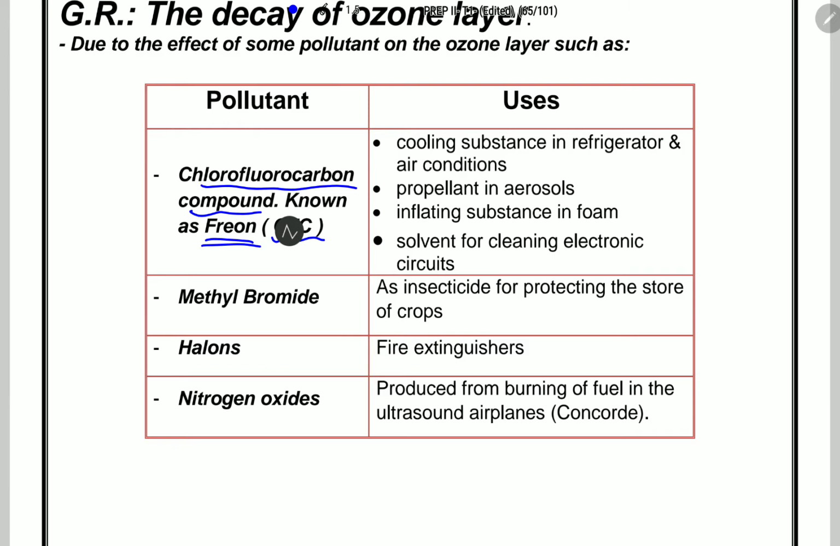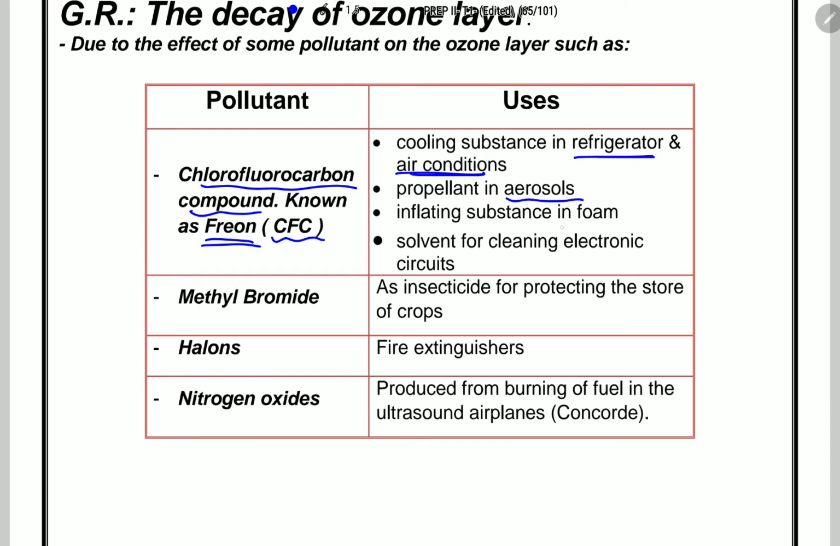This freon has so many uses for us as living organisms, as humans. But at the same time, it causes decaying of the ozone layer. We can use the freon or the chlorofluorocarbon compounds in many devices, such as the cooling substances in refrigerators and air conditioners. We can use it in aerosols, the materials that kill insects.